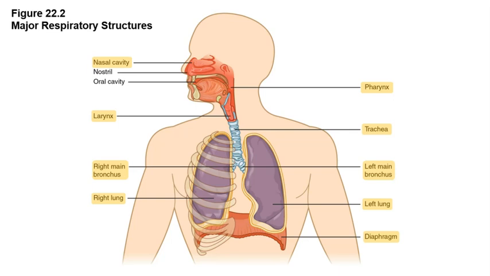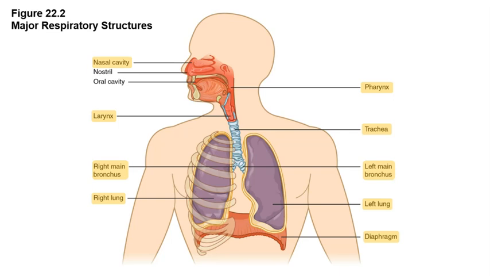The nasal cavity leads to the pharynx, which is a muscular passageway that's found between the nasal cavity and the larynx. The larynx is a cartilage structure that also functions as the voice box in the production of speech sounds. The larynx leads to the trachea, which is a cartilaginous tube that conducts air to and from the lungs. The trachea branches to become the right and left main bronchi, or bronchus, which is the singular form of the word, and these deliver air to the right and the left lungs, respectively.